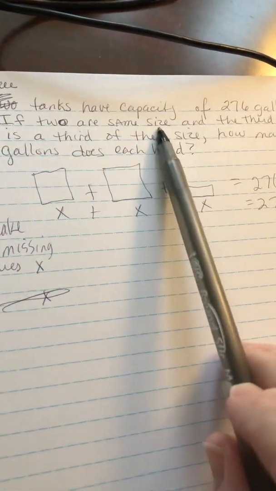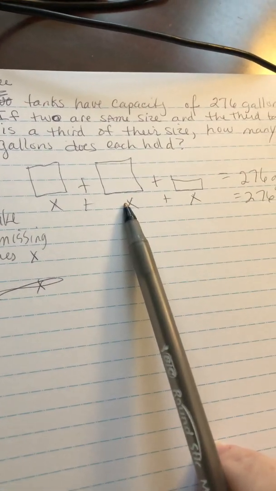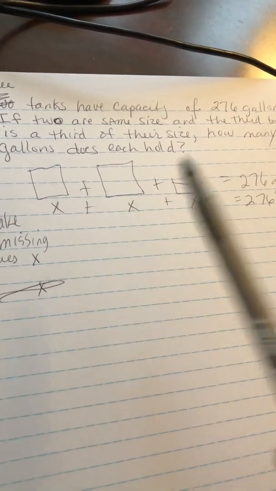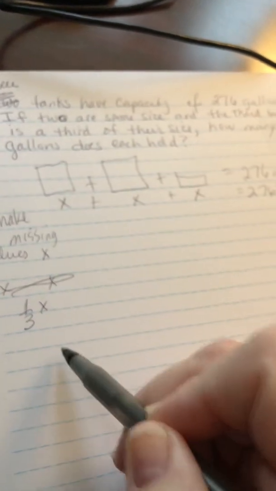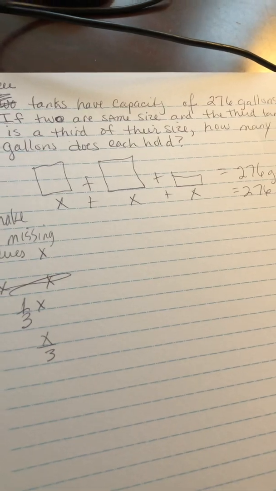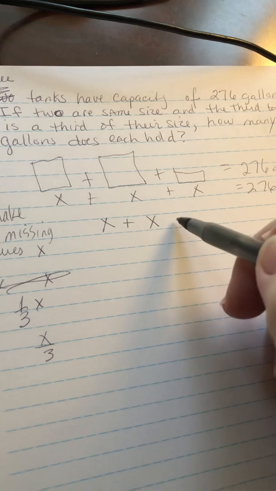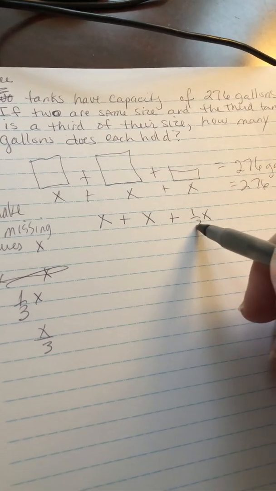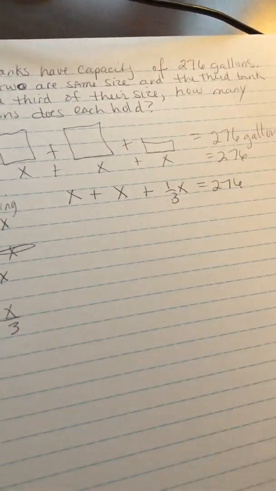It says that 2 of them are the same, so we can leave them both just as X, because they're the same. But the third one was a third of this one, and a third of something means you can write it as 1/3 of X, or you can just say X divided by 3. That means the same thing. So what we have now is X plus X, those are the first 2, plus 1/3 X, meaning a third of what regular X is, equals 276.